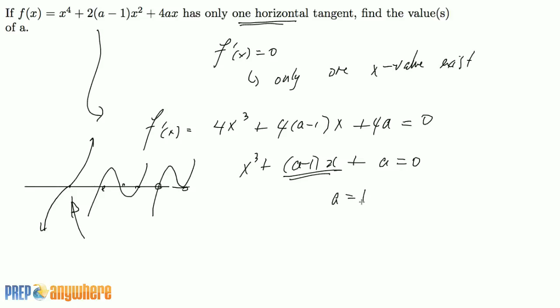If a is equal to 1, that will disappear, right? Then you get x cubed plus 1 is equal to 0. And how many x values do we have? Negative 1 only, right?